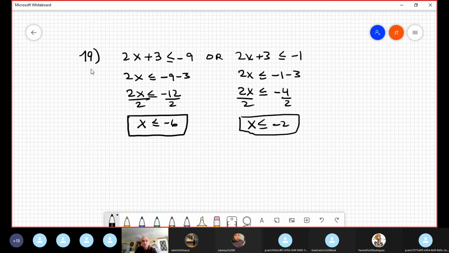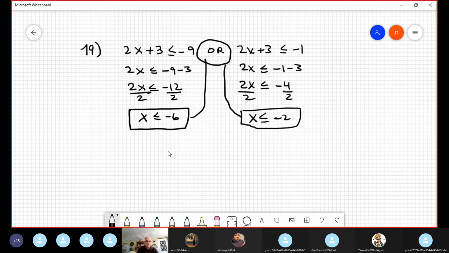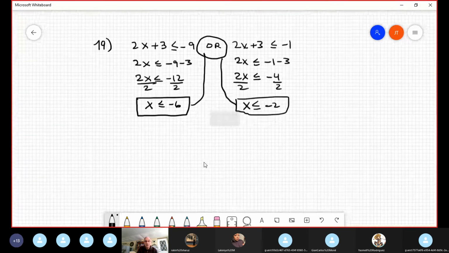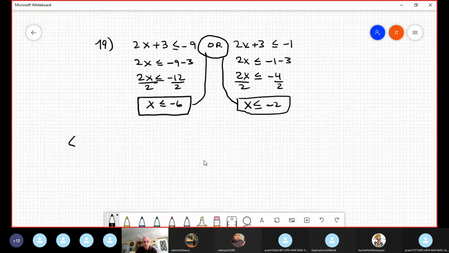And we connect again by "or". This and this. And this, not "and", this. This is not "and", it's "or". To visualize, we are always doing it graphically.